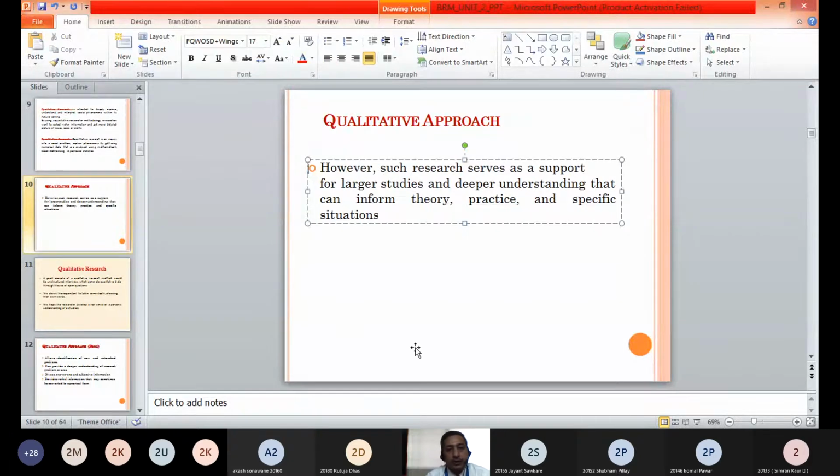However, such research serves as a support for larger studies and deeper understanding that can inform theory, practice, and specific situations. So even if it is consuming much time and resources, such qualitative studies help us understand more about the problem. It can help us carry on further study on that particular problem and get a solution for it.